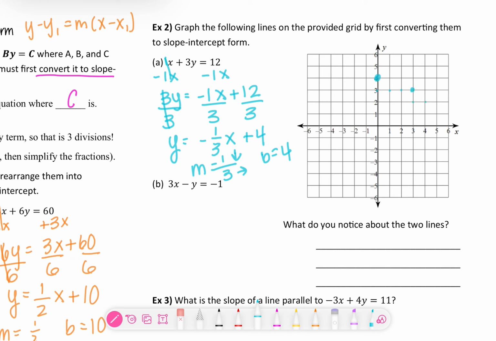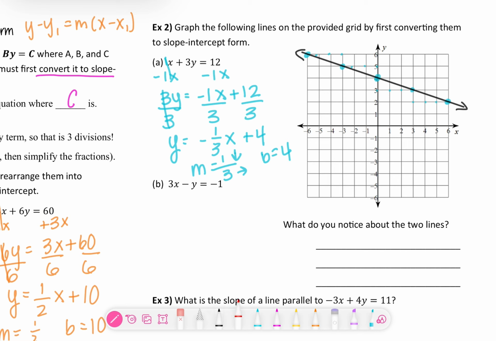Do that again. And reverse your direction as well. So go up 1 and left 3 and up 1 and left 3. And then once you have all your points, use a straight edge and you can draw this line with arrows. So that is the line for part A.